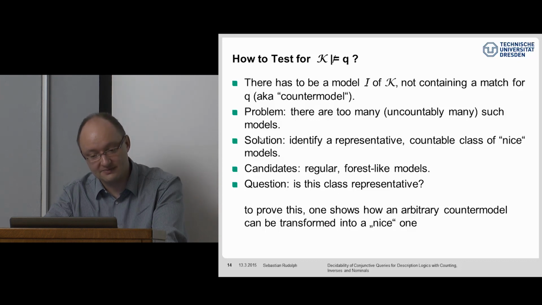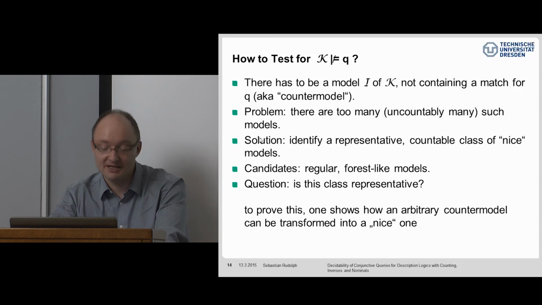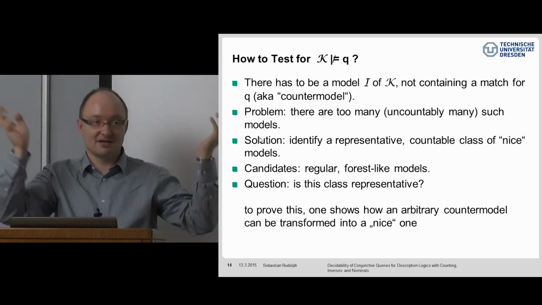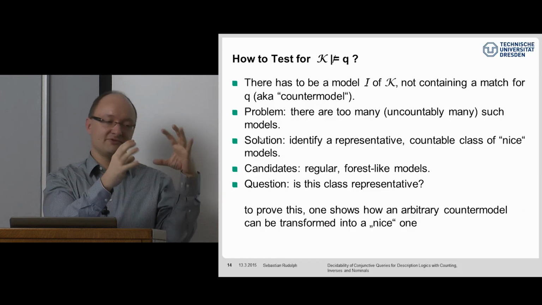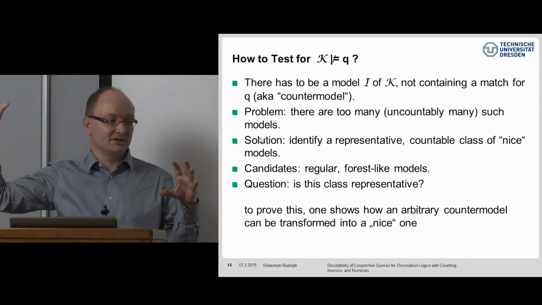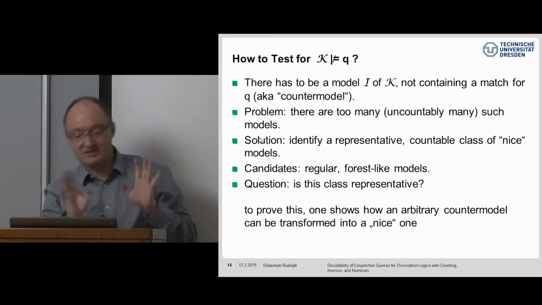And well, in order to be countable, you should at least have the possibility of finitely representing the models. One candidate for such a nice representative subset would be regular forest-like models. Models which are not arbitrary graphs, infinitely large and arbitrarily complicated, but forest-like typically means you have some graph part, but it's finite, and then from that you only have trees growing, and they might be infinite, but they are really tree-shaped. So that's what we would call forest-like models.